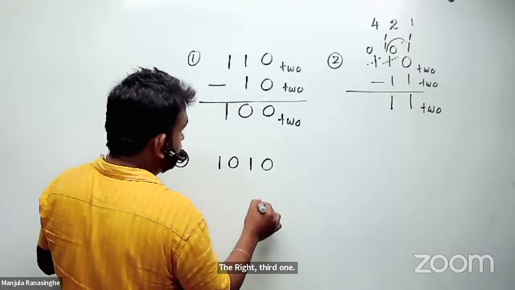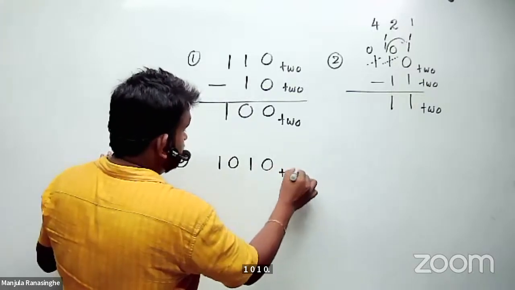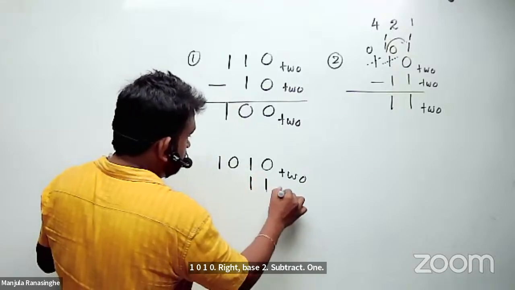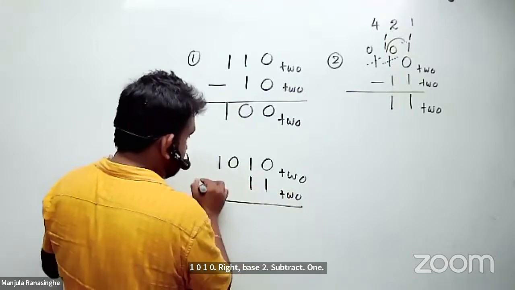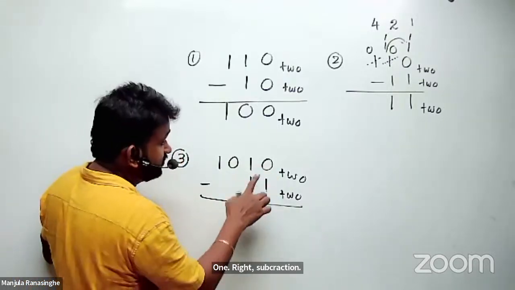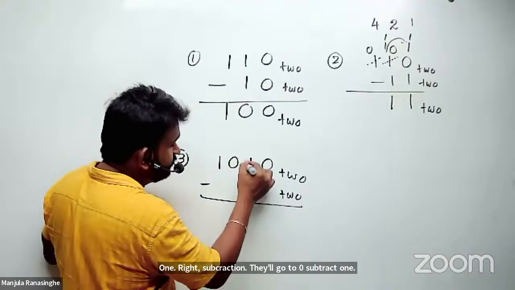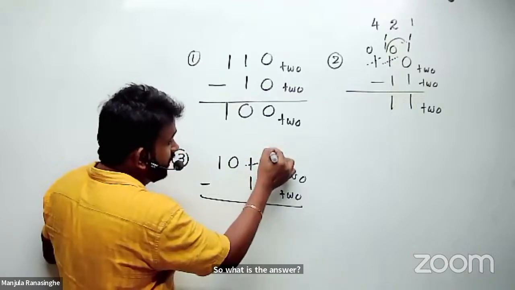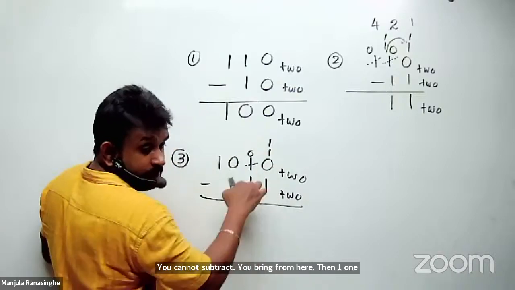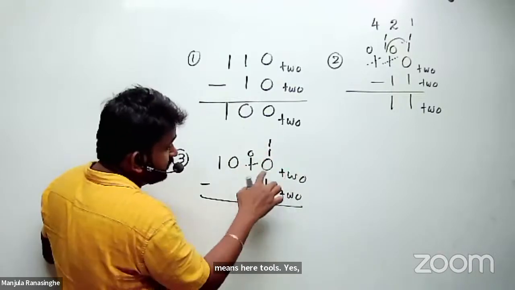Third one: 1010, base 2, subtract 1 1. Listen carefully. Right, subtraction. Then 0 subtract 1. So what is the answer? You cannot subtract. You bring from here. Then 1, 1 means here 2s. Here 0. It's a 0 then. Then 2 subtract 1.